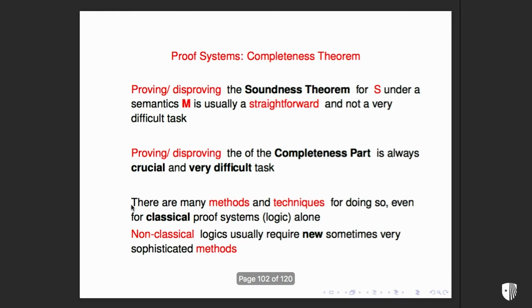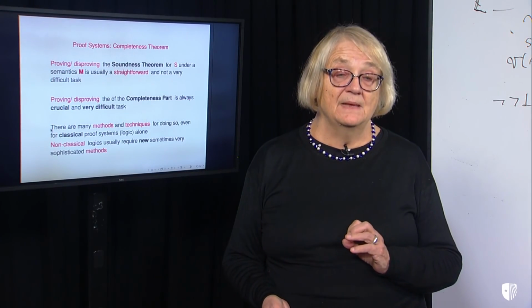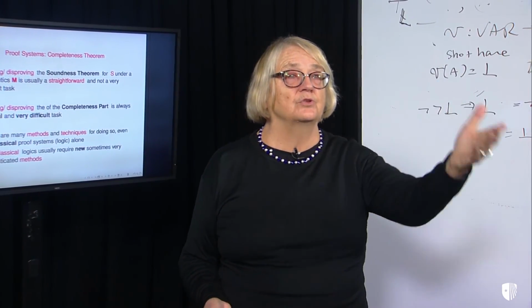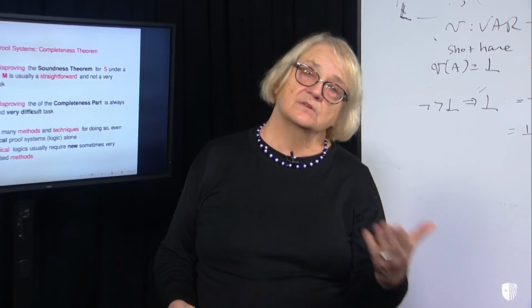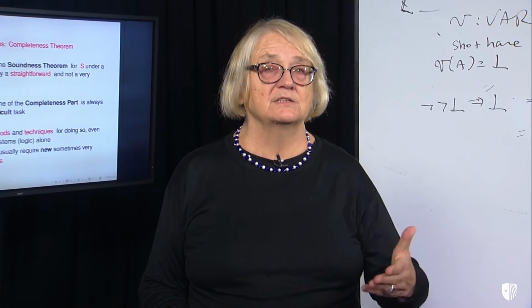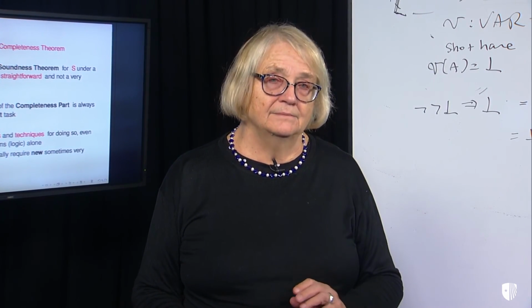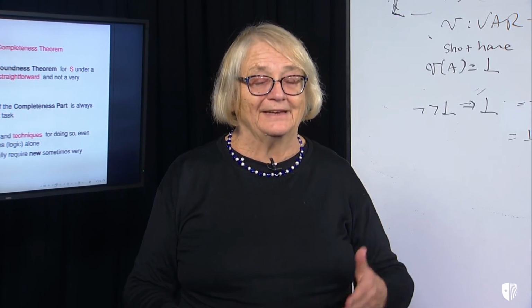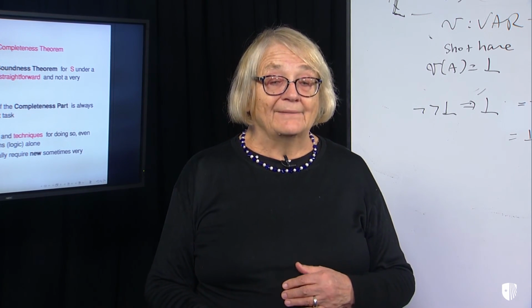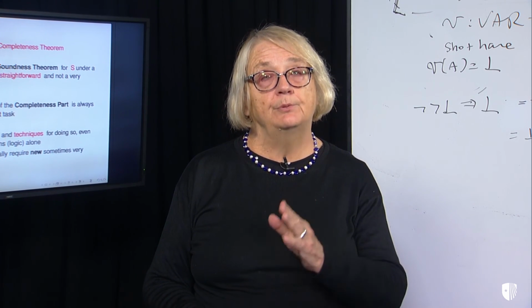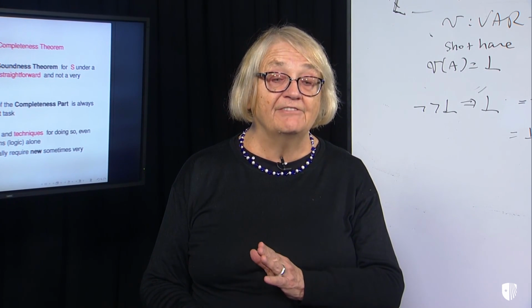Now proving or disproving the soundness theorem for a system is straightforward, right? You take the axioms, you show they are sound, you show the soundness or strong soundness of the rules of inference. You have a number of them, so that is easy. The semantics may be a little bit complicated, but it is straightforward. But the completeness part, that all tautologies have a proof, is crucial and difficult.